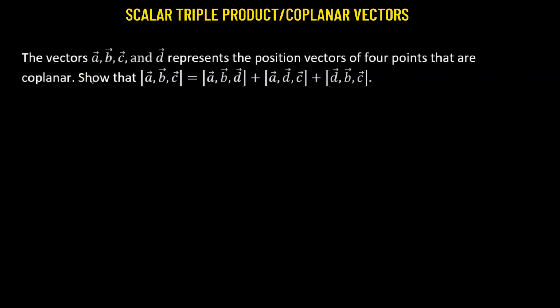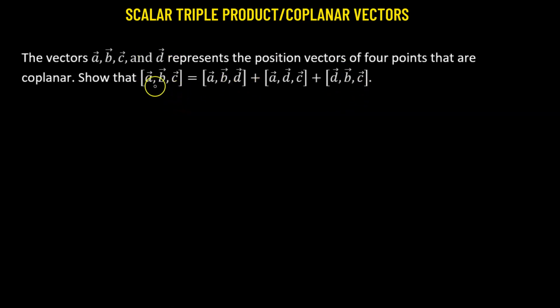So here in this problem, we have 4 points that are coplanar. That means they lie on the same plane. And the position vectors of these 4 points are represented by the vectors A, B, C, and D. So we need to show that this particular relation holds.